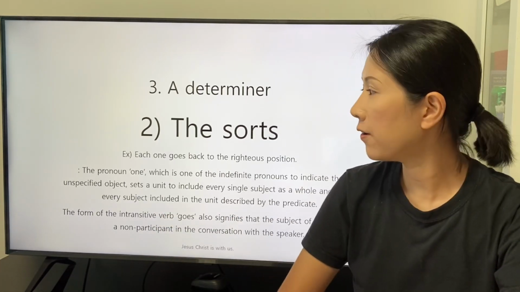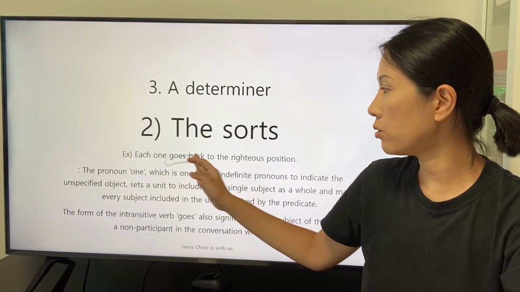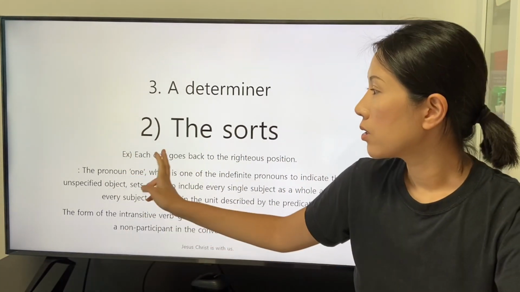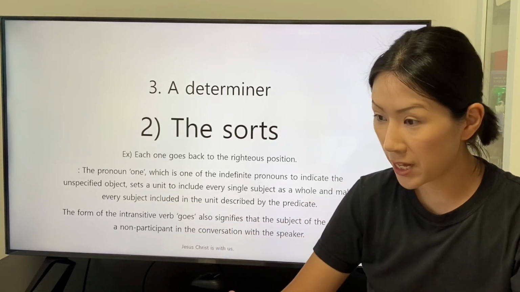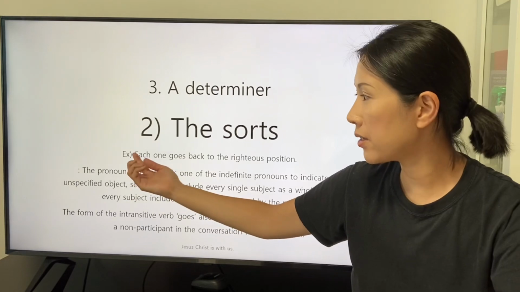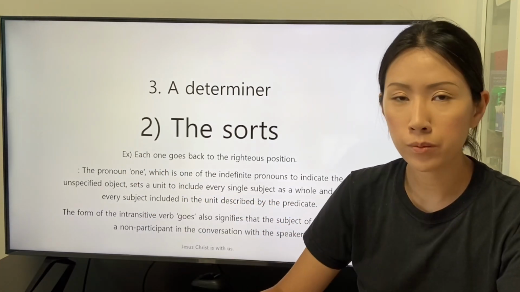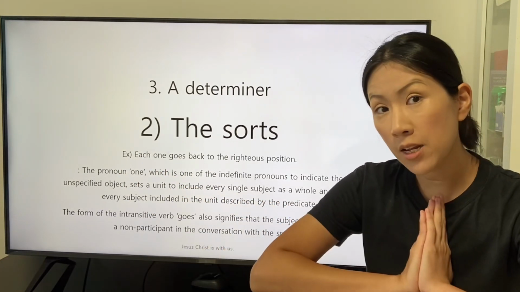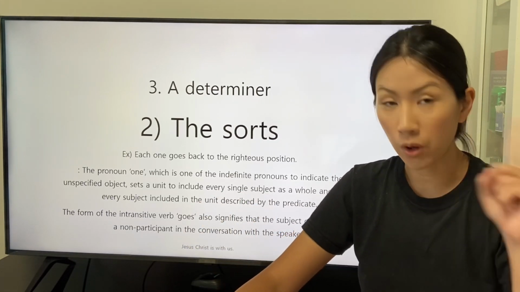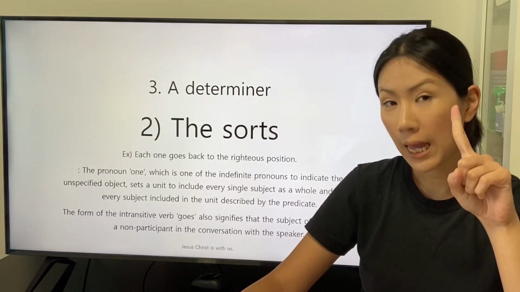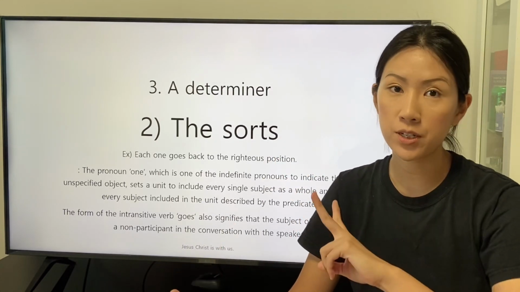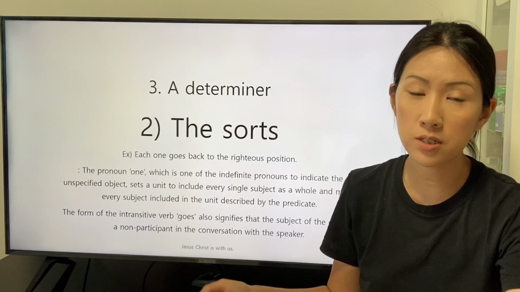The subject of the clause, each one goes back to the rightist position, is indicated by the phrase of the indefinite pronoun one described by the determiner each. So the listeners can understand that the number of the subject is 1 as a group, and the subject does not participate in the conversation with the speaker and the listeners at the present.